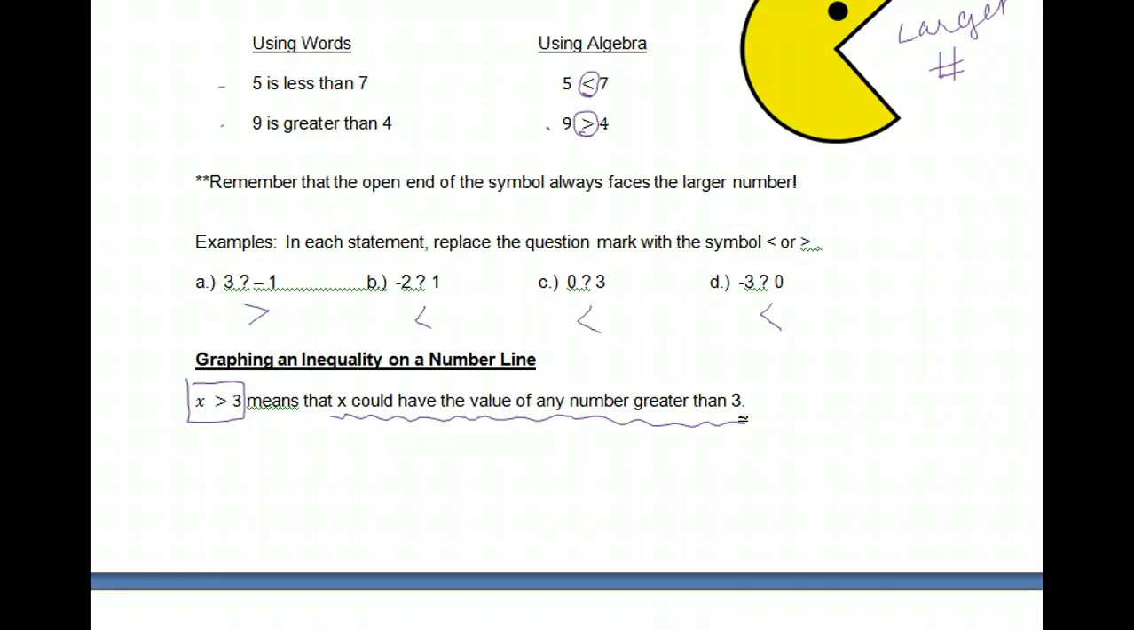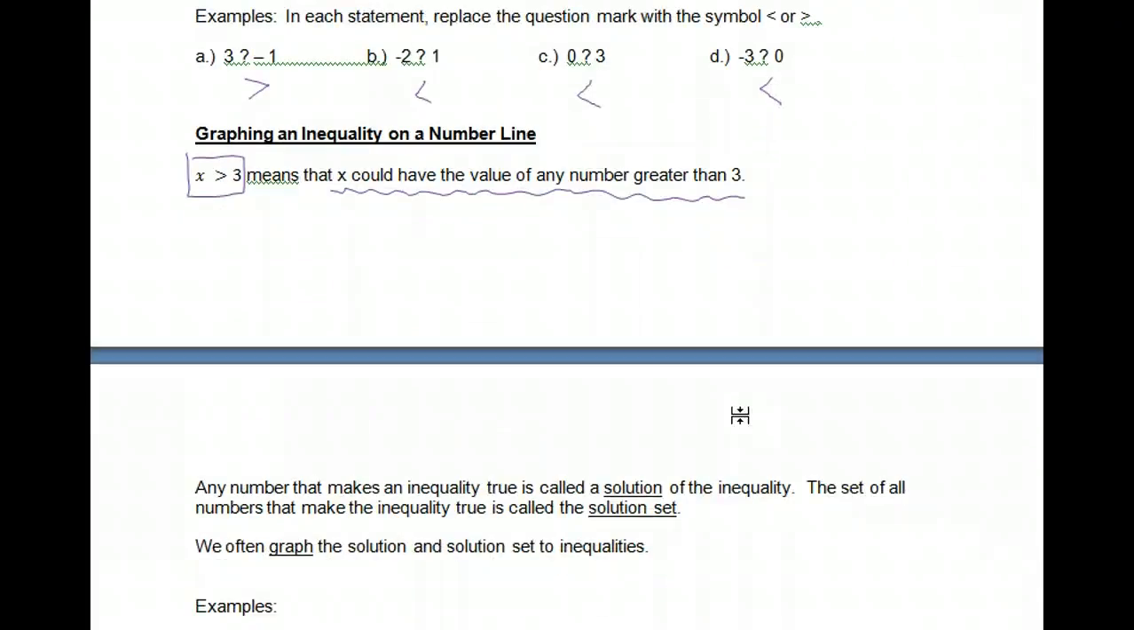Any number in the world. So it could be 3.1, 3.2, 3.3, 4, 5, 6, 7, all the way to infinity. 3.01, 3.0001. Any number that's larger than 3. As long as it's bigger than the number 3, it could be the value of x.